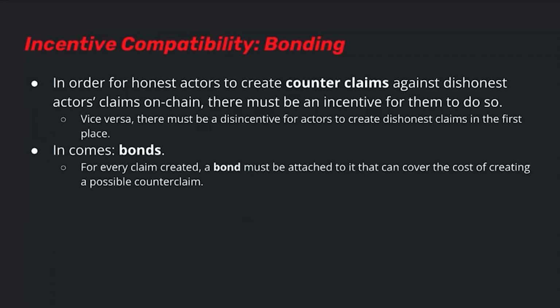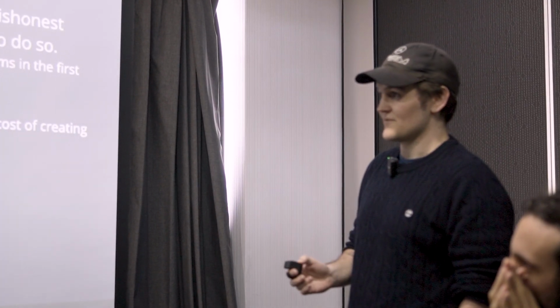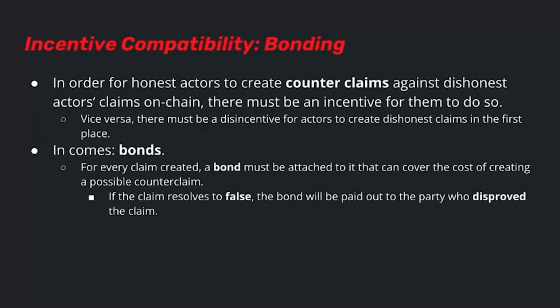And possible is a really important keyword here, because those claims don't have to be countered. You can create a claim and people can just agree with it. Because of the property that there should be a disincentive for actors to create dishonest claims, people shouldn't actually want to counter a truthy claim. But if they do, there has to be a bond attached to the claim that can cover the costs of countering it. If the claim resolves to false, the bond will be paid out to the party who is able to actually disprove that claim.